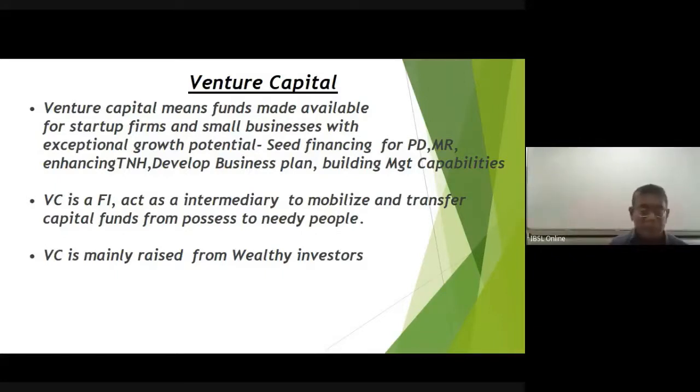Right? Venture capital. I think in your handout, this point that VC is mainly raised from wealthy investors is not there. So therefore, please write in your handout: venture capital is mainly raised from wealthy investors.